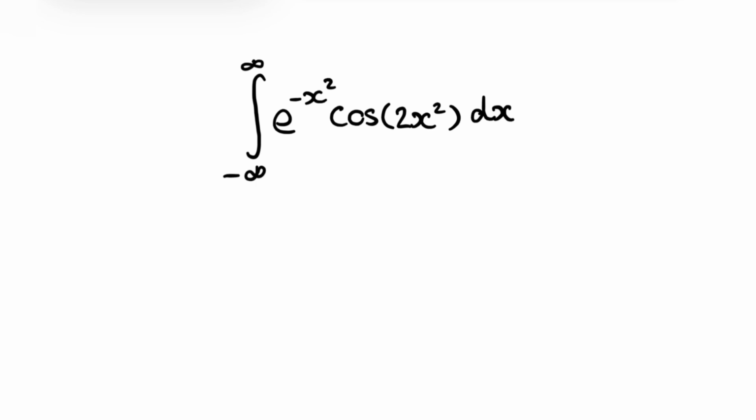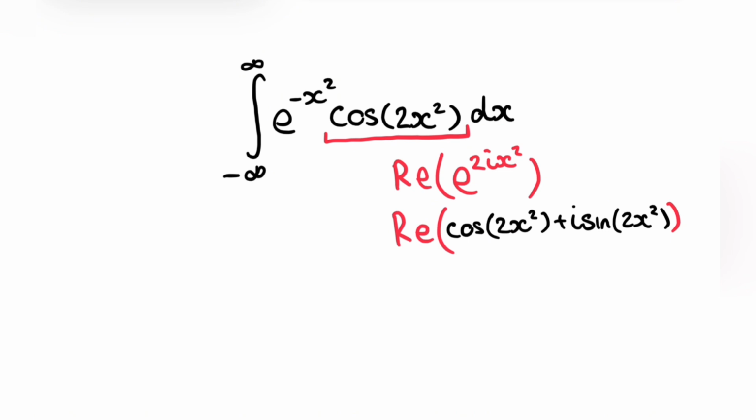Now, the first thing that I think when I look at this integral is, how can we deal with that cos of 2x squared? Because we've got this Gaussian here, this e to the negative x squared, but then we've got this cos of 2x squared attached to it on the side. The first thing that I think of is that this cos of 2x squared can be written as the real part of e to the power of 2ix squared, where i is, of course, the imaginary constant. Now, using Euler's formula, this can be written as cos of 2x squared plus i sine 2x squared.